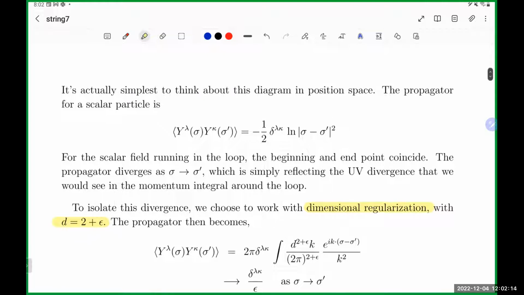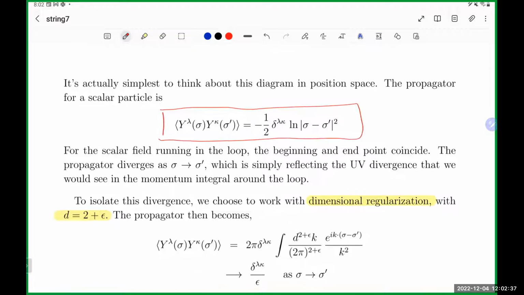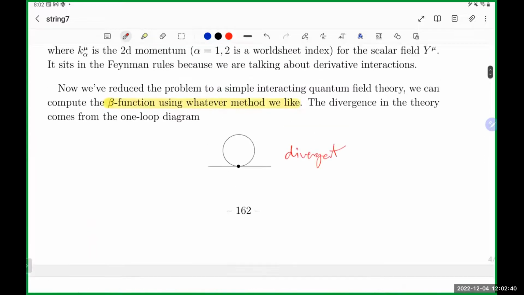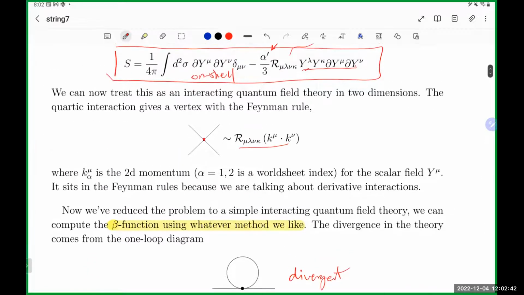We know that the propagator in string theory is called a free string propagator. It is log of (sigma minus sigma prime) squared, with a minus half. This is standard string theory, Polchinski, whatever, the standard two-point function in CFTs. Okay, so we need that to compute this object.